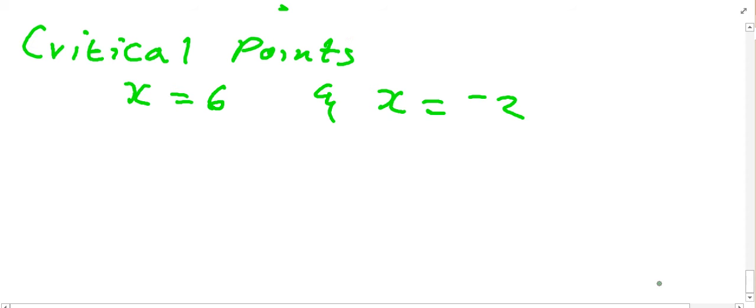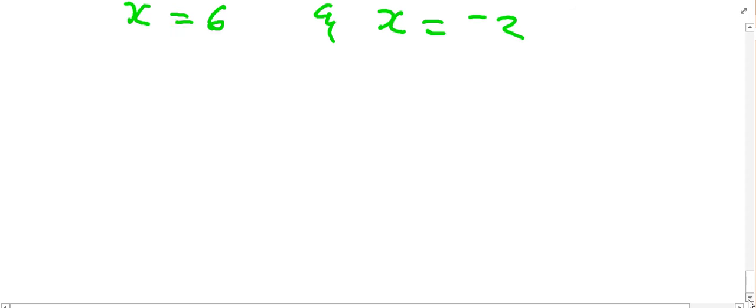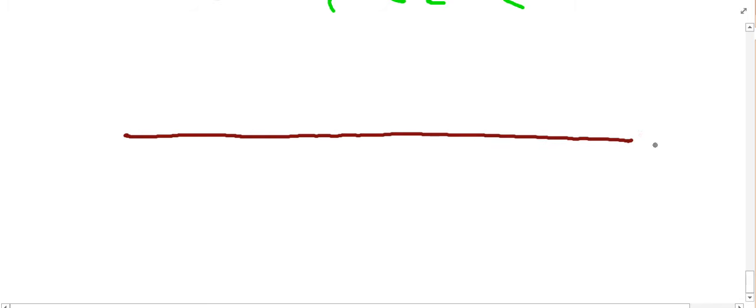So if these are your critical points for that expression, what you now need to do is test them. This is my number line. You don't really need to write all this, but I'm writing it so that you can understand. There is my 0, and there I'm having a -2, and there I'm having a 6.